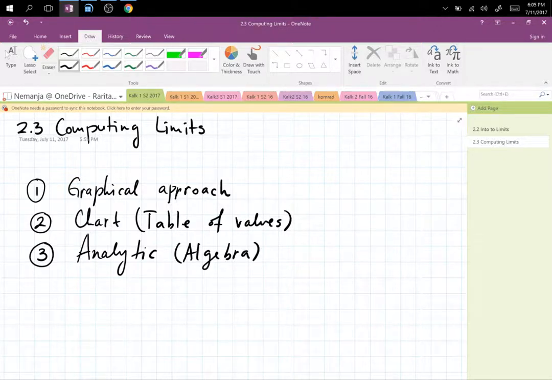So we cover this new way in 2.3. So the first two ways were covered in section 2.2. This one is your section 2.3.